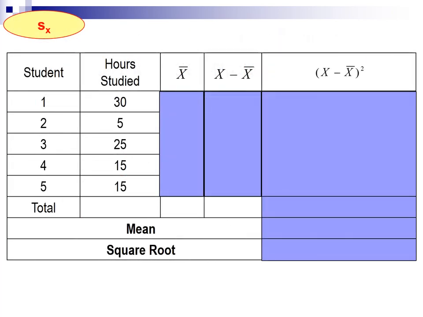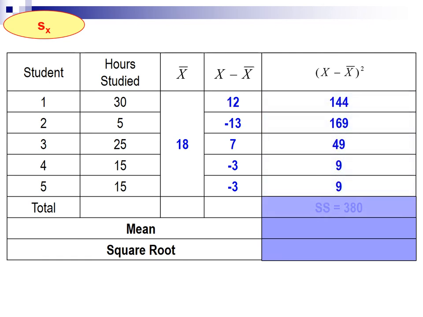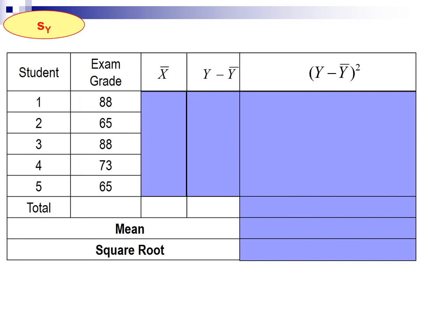We all remember how to compute the standard deviation of x. For our study, first we find the mean of x. Then we find the deviation scores. Then we square each deviation score to get rid of the negative signs. We add them together to get the sum of squares. Then we divide the sum of squares by sample size minus 1. So we have 95 as the variance of x. Then the standard deviation of x is the square root of 95, which is 9.75.